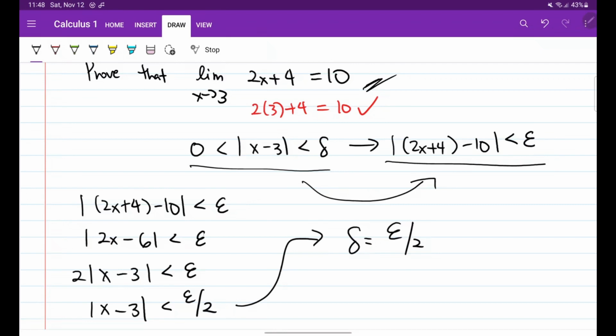So this is a very simple proof, but I hope you saw how we used the epsilon delta definition to prove limits. Okay, so see you in the next video.